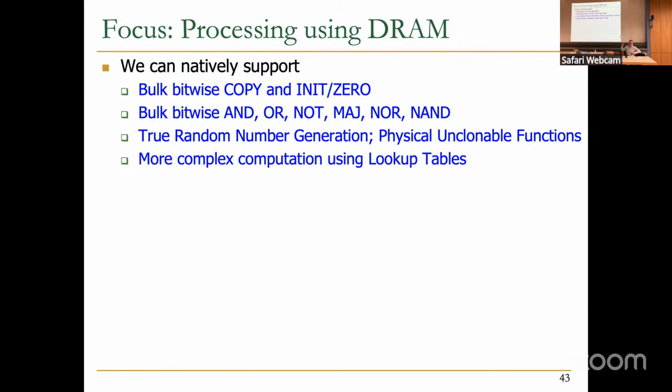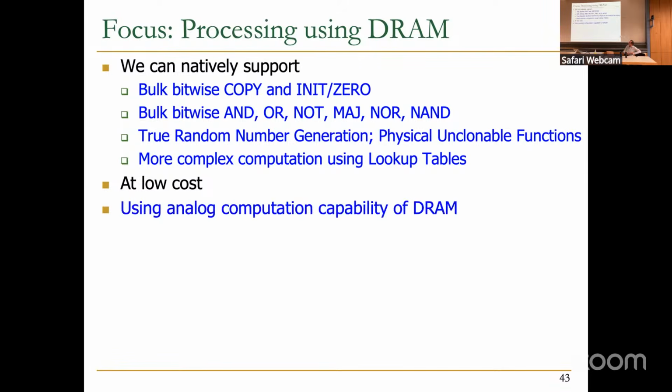So it's good to think about lookup tables, I think, going into the future. We're going to see a lot of these mechanisms can be implemented low cost. It's not going to be no cost. It's going to be low cost, hopefully. Some of them are high cost. And we're going to see how to do all of these using the analog computation capability of DRAM.